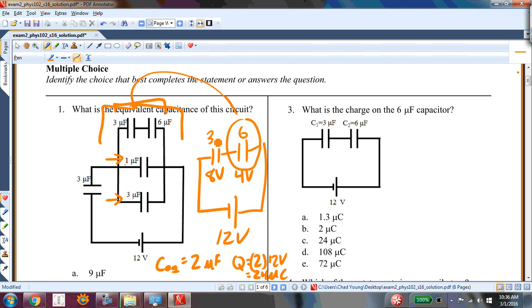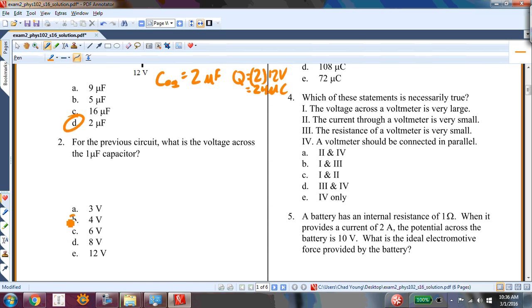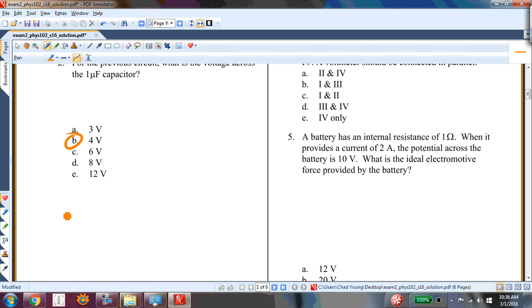So I'm going to have on this 3 microfarad capacitor 24 microcoulombs, and on the 6 microfarad capacitor, I will also have 24 microcoulombs because these are capacitors in series and they have the same charge. So then the voltage is Q divided by C. 24 divided by 3, 24 divided by 6 is 4. So the answer is B for number 2.